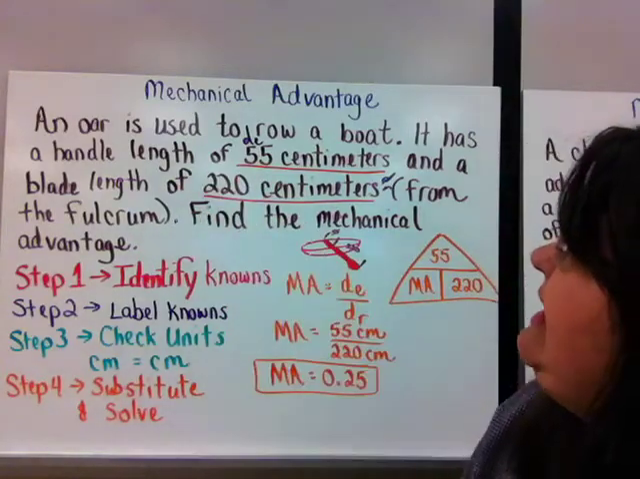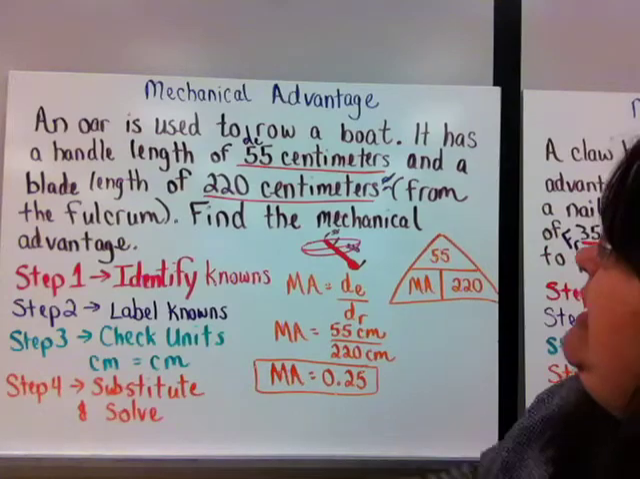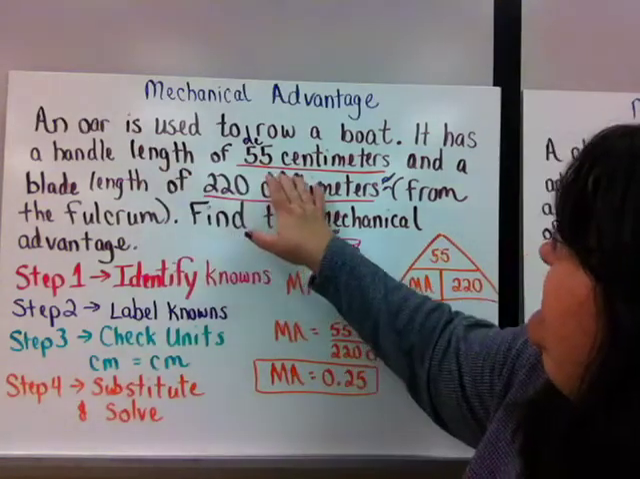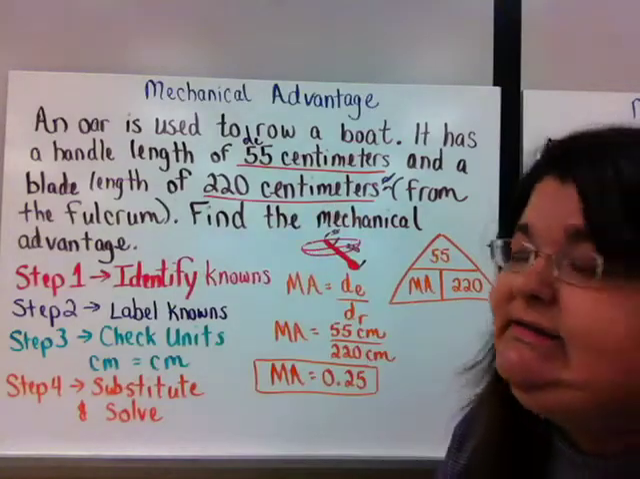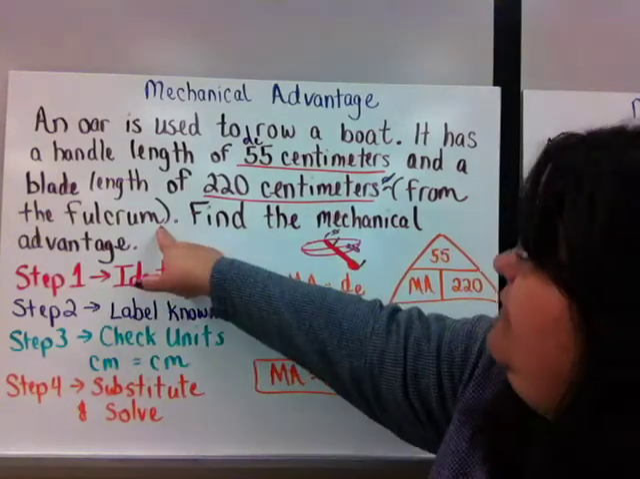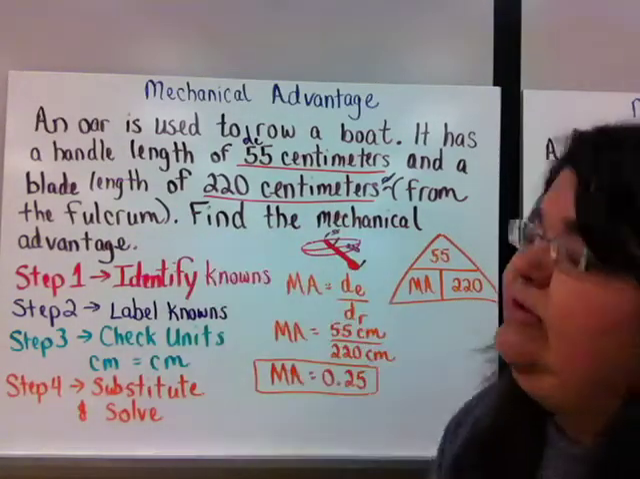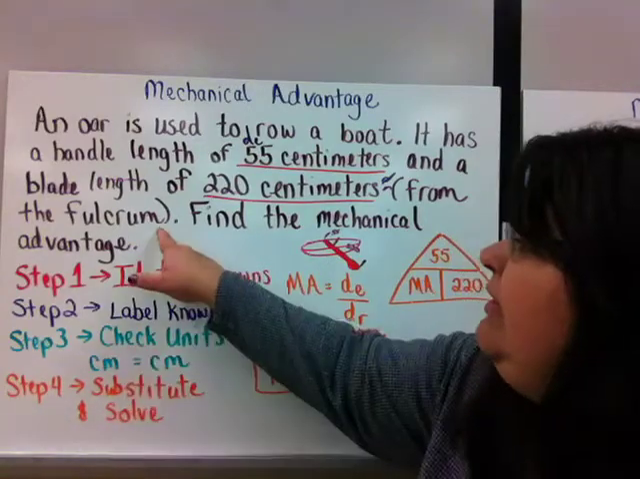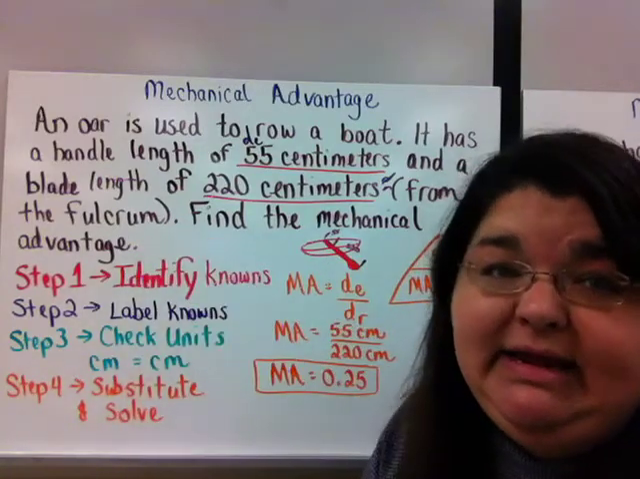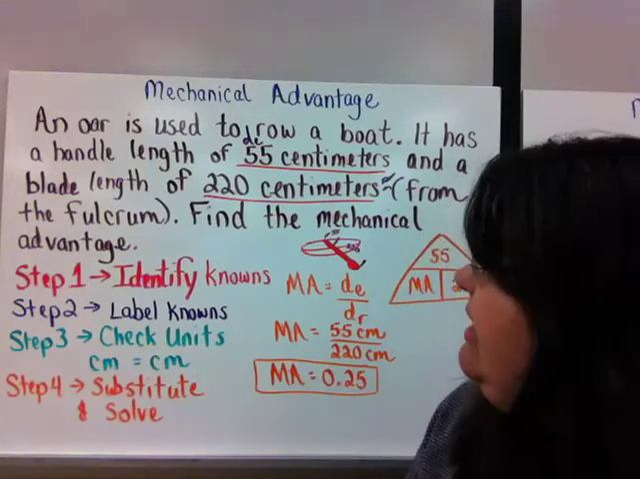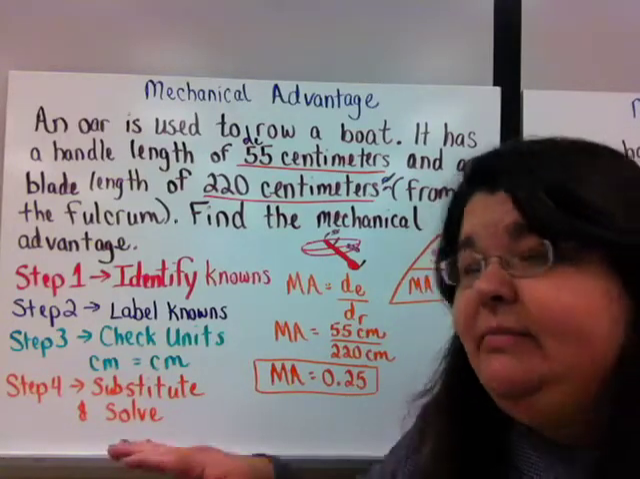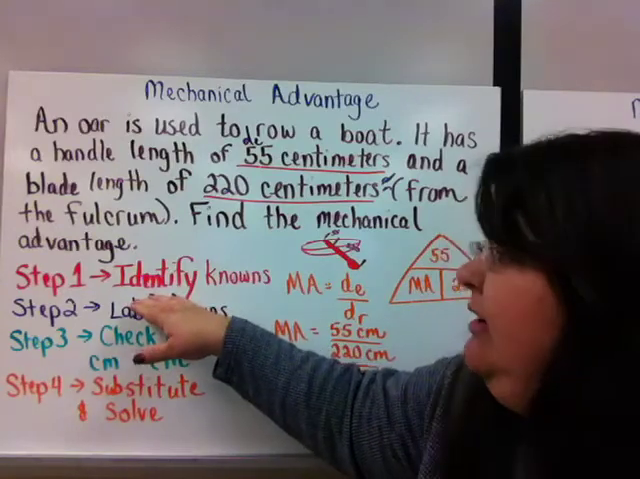This problem says an oar is used to row a boat. It has a handle length of 55 centimeters and a blade length of 220 centimeters from the fulcrum. Find the mechanical advantage. Now, that word fulcrum should clue you in immediately into the fact that we're talking about a lever. Now, even if it doesn't, it's okay because our first step will get you there.